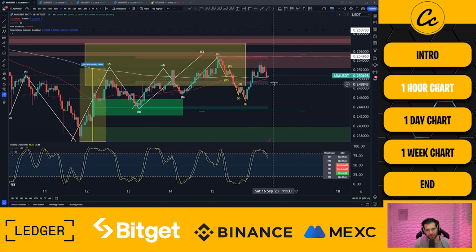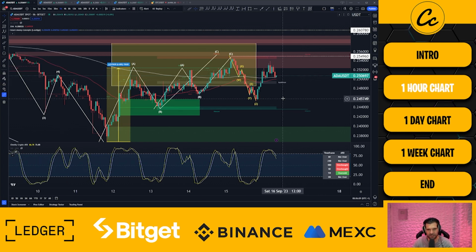At the moment, we're finding support on the 200 hourly EMA, and the 50 EMA is just below there. We are just coming down from the overbought area on our hourly chart. So I suspect actually we've probably got more slippage to the downside to be seen here.